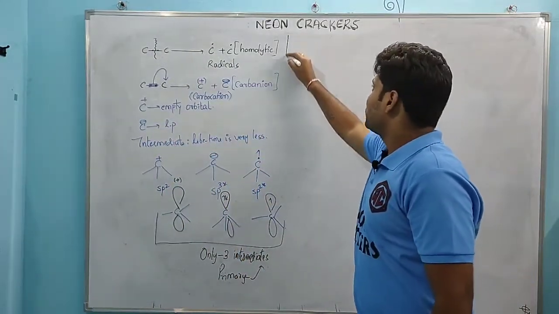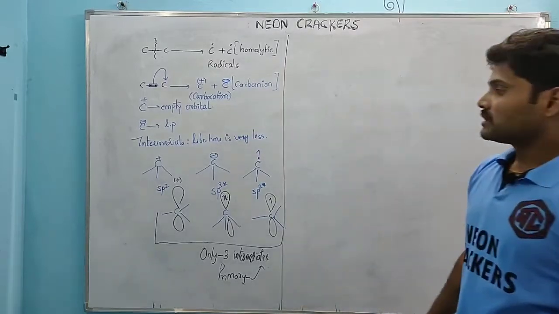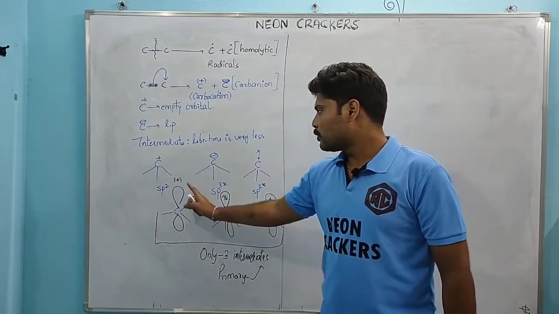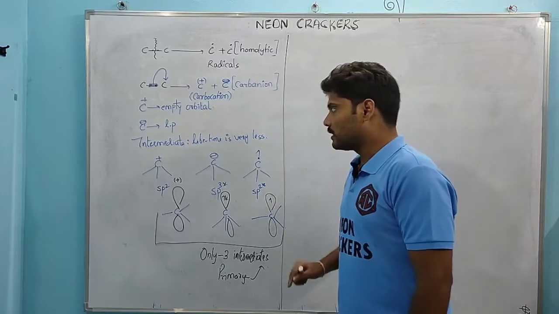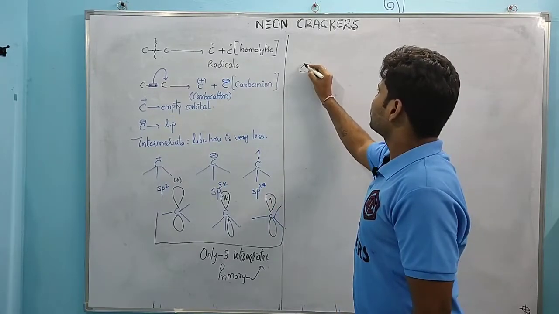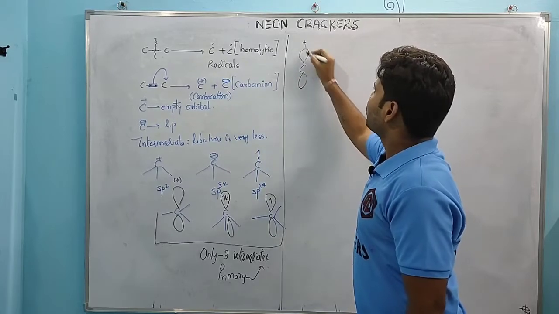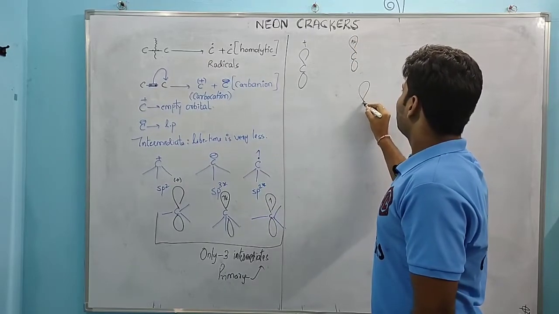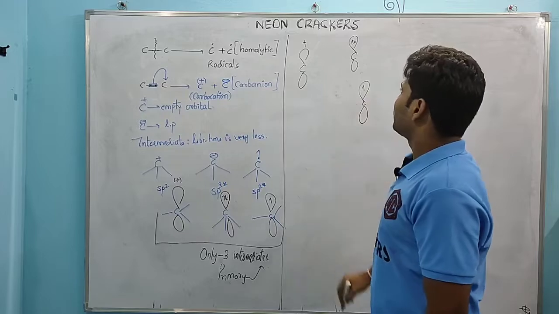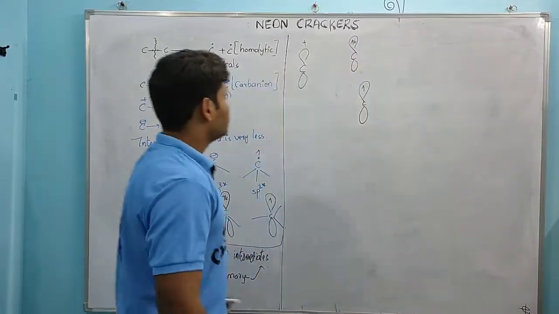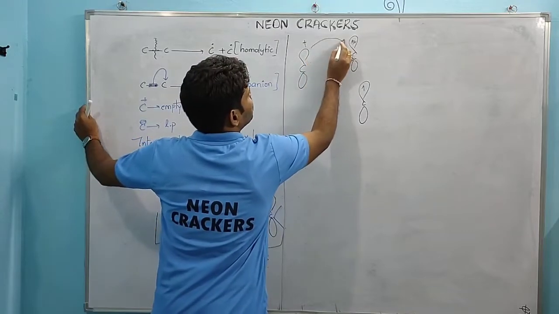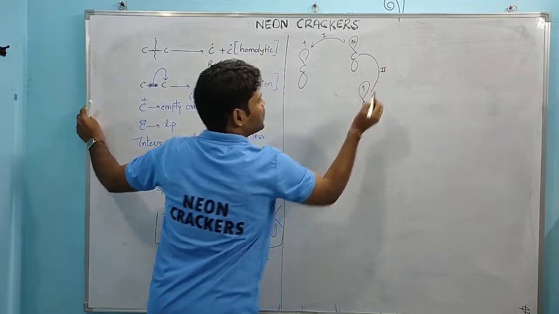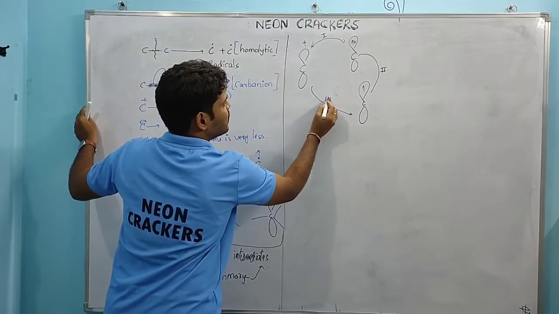Second one is supplementary intermediates. What are those? Listen carefully, this is very interesting. Only three intermediates: carbocation, carbanion, next one is carbon radical. Now I am taking the first one carbocation, second one carbanion, third one carbon radical. Now if you mix these two, this is the first condition. If you mix these two, this is the second condition. If you mix these two, this is the third condition.